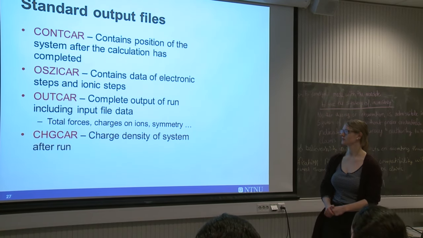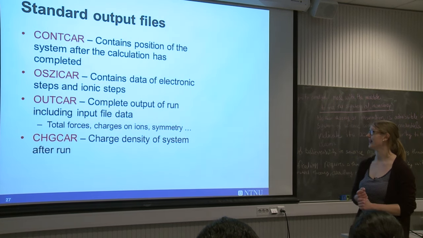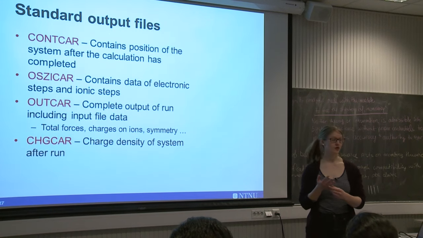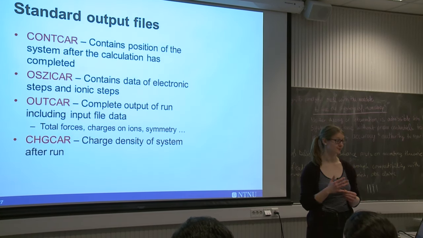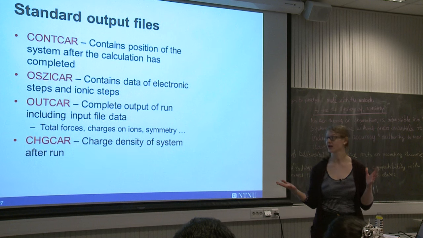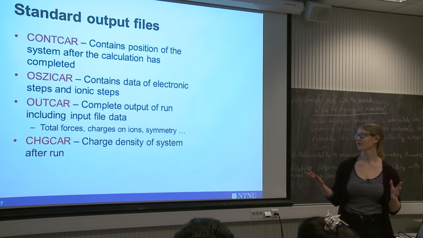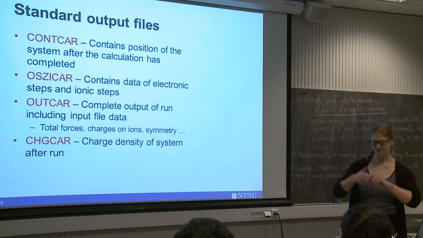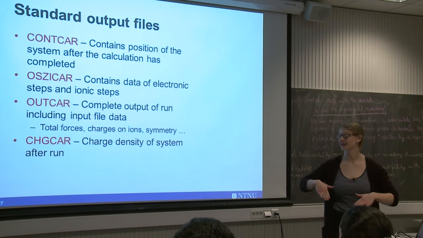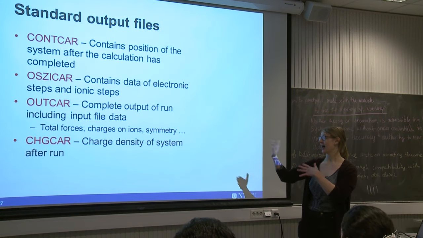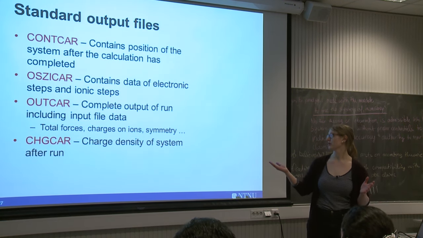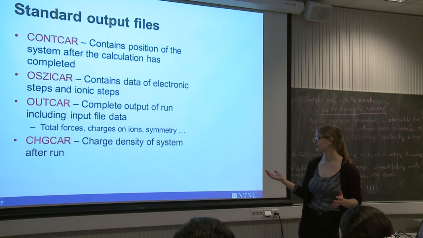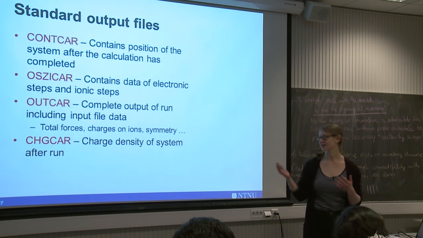So what do you get out? Some standard output files: you have the CONTCAR file. That basically looks the same as the POSCAR file. It's just your relaxed ions. OSZICAR file, one of the more important ones. It contains all your electronic and ionic steps. I'll show you this afterwards. And you have an OUTCAR file, which is just like the complete output. So you go there if you want to see how the forces are, charges on ions, symmetry, etc.